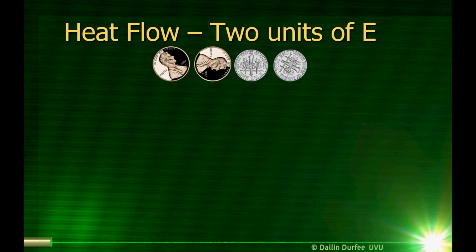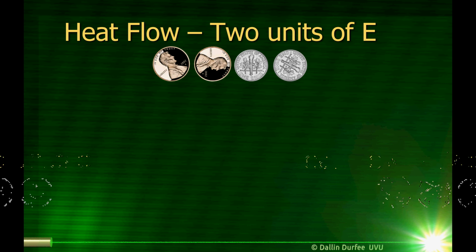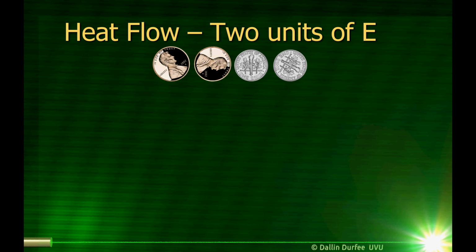I'm going to let heads up represent a unit of energy. So I'm going to start with 2 units of energy. I have my 2 pennies heads up and my 2 dimes tails. So the pennies have all the energy and the dimes have no energy. And we're going to let heat flow.